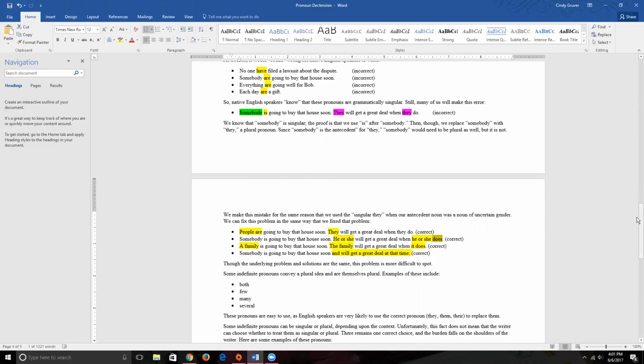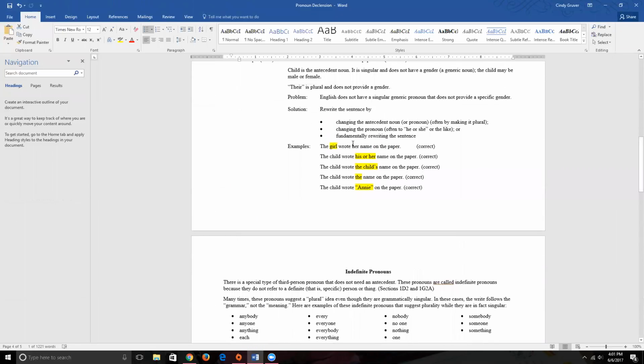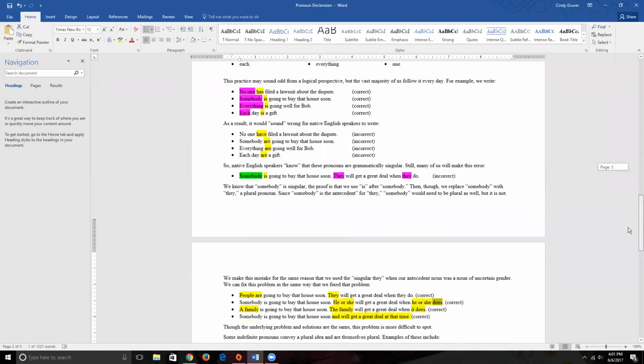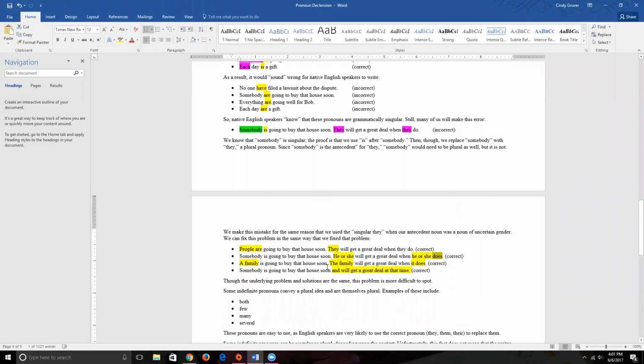Then this is our third strategy, where we are fundamentally rewriting the sentence. So we're going to say, a family is going to buy that house soon. Because it could be a single person, I suppose, but I suppose a single person living by himself or herself is a family. And then I choose just to repeat the noun again. And then here, instead of saying family again, I say it. This is a bit of a strategic call.